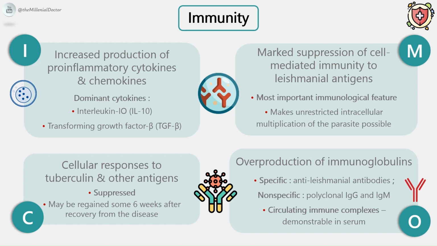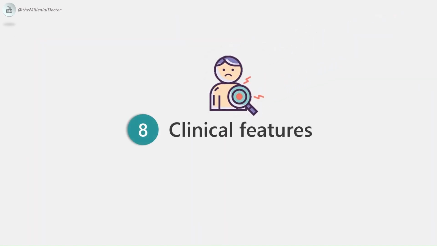Cellular responses to tuberculin and other antigens are also suppressed and may be regained some 6 weeks after recovery from the disease. In contrast, there is an overproduction of immunoglobulins, both specific anti-leishmanial antibodies as well as non-specific polyclonal IgG and IgM. Circulating immune complexes are demonstrable in serum. So these are the clinical features of Leishmania donovani.